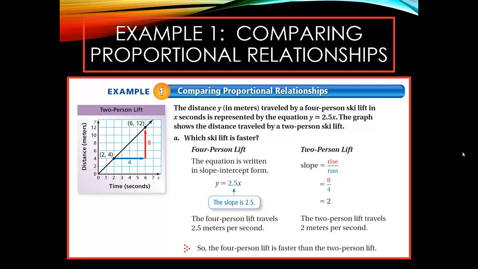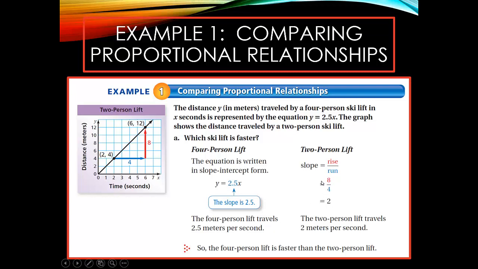So for A, which ski lift is faster? The graph that we have shows the distance for a 2-person ski lift. For a 4-person ski lift, the equation is y equals 2 5/10 x. So for a 4-person lift, the equation is written in slope-intercept form, y equals 2 5/10 x. So the 4-person lift travels 2 5/10 meters per second.